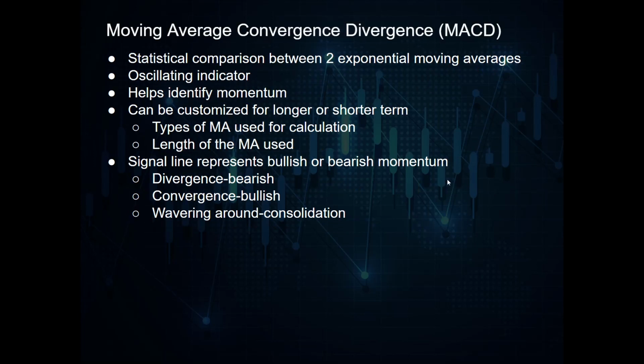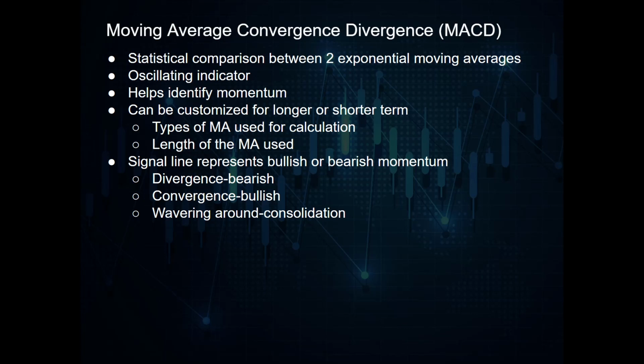Next we have MACD, which is an oscillating indicator. MACD stands for Moving Average Convergence Divergence, and it's a statistical comparison between two exponential moving averages. What this does is help you identify momentum, and it can be used for longer or shorter term, depending on the type of moving averages that you use.